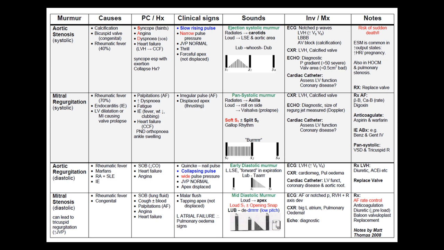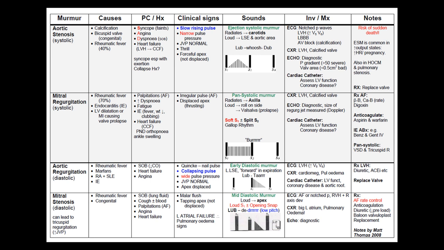You might see left ventricular hypertrophy, particularly in V5 and V6. This is similar to anything with the aorta. You see aortic stenosis with left ventricular hypertrophy best in V5 and V6. On a chest X-ray, you might see cardiomegaly, pulmonary edema. And if you're to do a cardiac catheter, you would assess their left ventricular function, coronary disease, and look at the aortic root to see what it looks like.